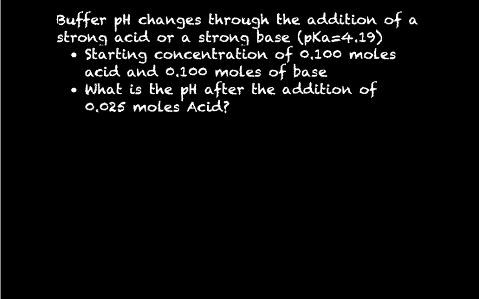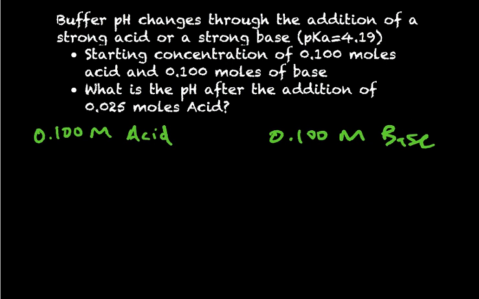Okay, so first start off with what we're given. Given 0.100 moles of the acid. We're also given 0.100 moles of the base. Now, we're adding 0.025 moles of acid. So you add 0.025 moles, and that gives our new acid amount to be 0.125.